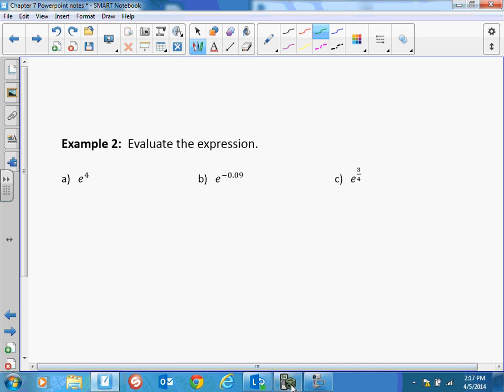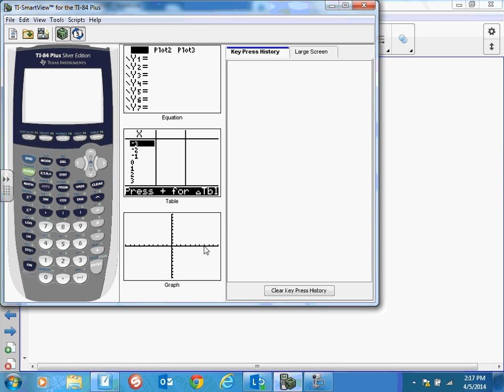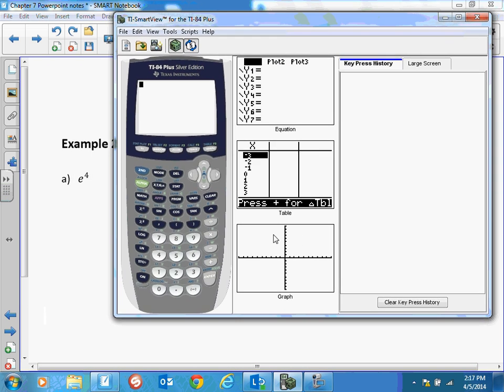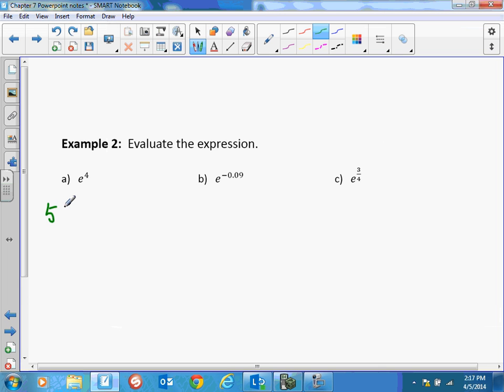Evaluate the expression. All these you can just put in the calculator. The first one, e to the 4th. The e button is right here. If you hit second, you see the blue is e to the power. You just put 4, and you get 54. They usually want you to go to 3 decimal places, so 54.598.